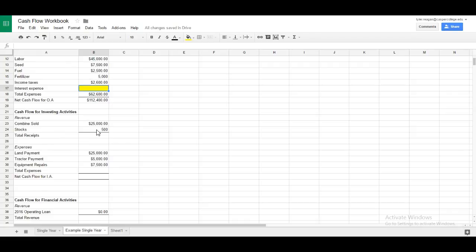So, let's talk about the investing activities. Remember, revenue from investing activities is any revenue that you received off of assets. They could be the sale of certain assets. They could be the sale of stocks. It could be the sale of equipment. It could be the sale of different types of assets.